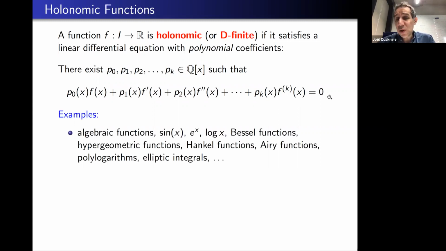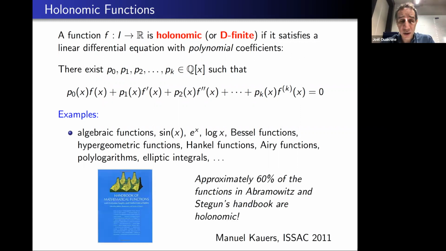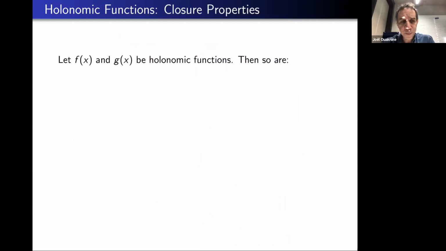Examples of holonomic functions include all algebraic functions, sine x, e to the x, log x, and then more complicated things like Bessel functions, hypergeometric functions, elliptic integrals, what have you. And again, according to Cowers, approximately 60% of the functions in this handbook of mathematical functions are actually holonomic.